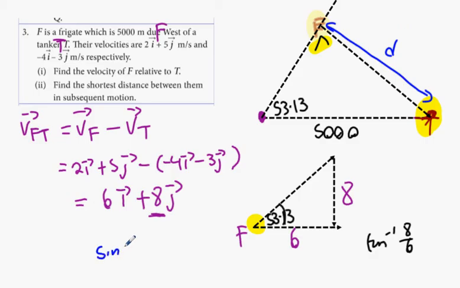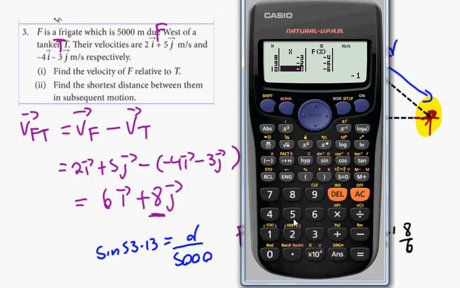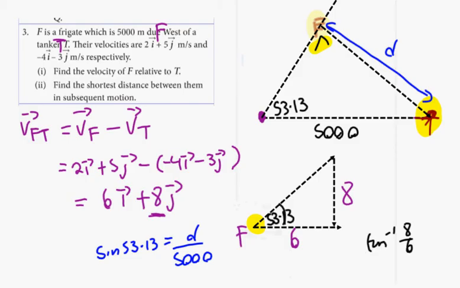Sine 53.13 equals d over 5,000. What's 5,000 times sine 53.13? 3999, which is 4,000. We're 4,000 meters away.